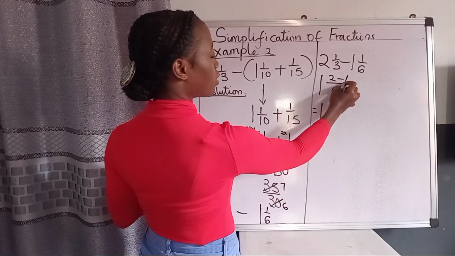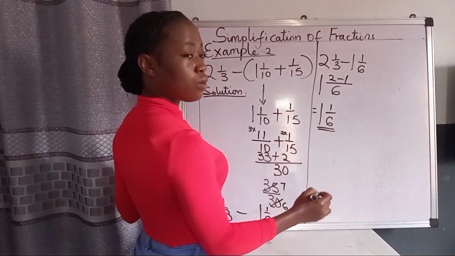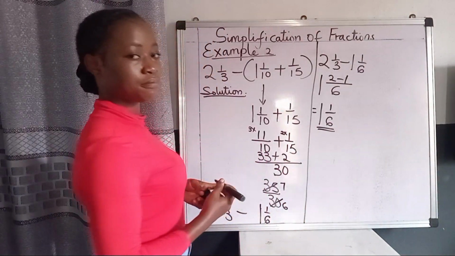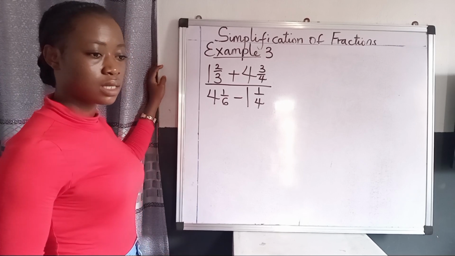2 minus 1 is 1. So my answer is one whole number, 1 over 6. Okay guys, let's look at the third example for this lesson.